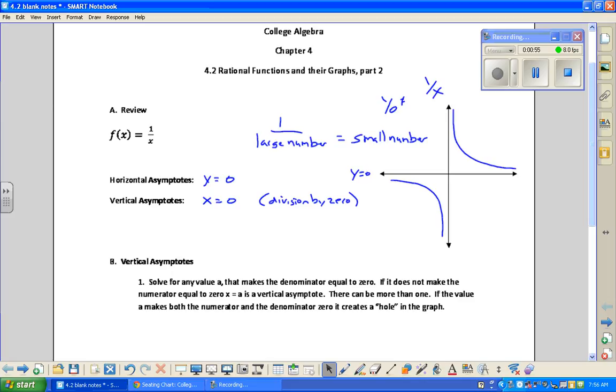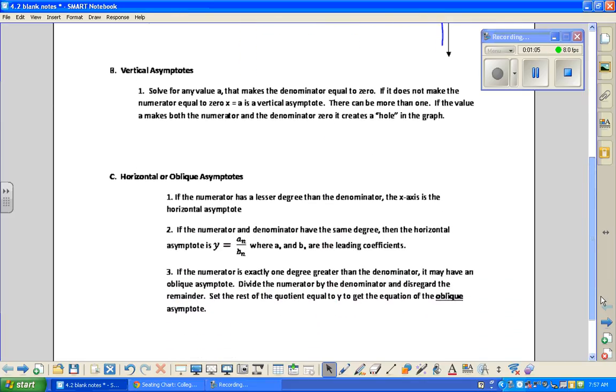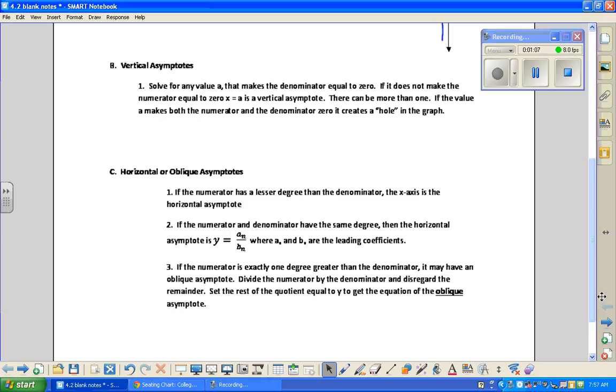So what I wanted to do is summarize how to do the horizontal asymptotes, because we won't always have 1 over x, there'll be variations. If we look at the next two things, vertical asymptotes is just what we talked about. Any value that makes the denominator equal to 0, if it does not make the numerator equal to 0, it's a vertical asymptote.